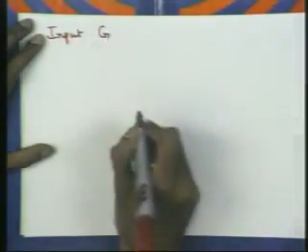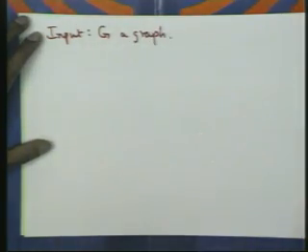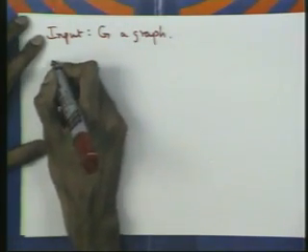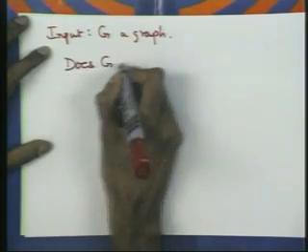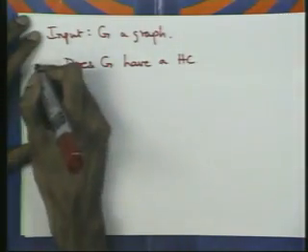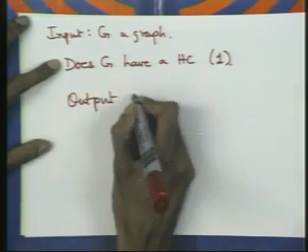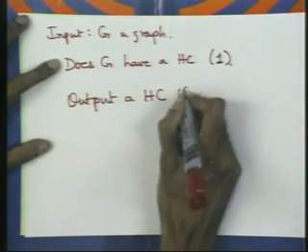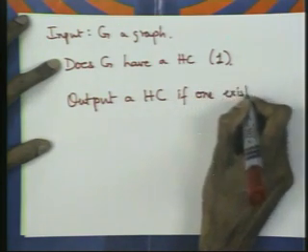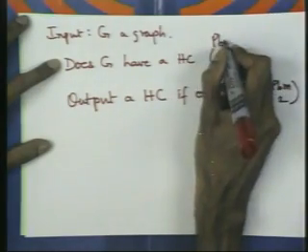So the input is a graph G. Okay, now there are two problems. One is: does G have a Hamiltonian cycle? Okay, that's problem 1. And the second thing: output a Hamiltonian cycle if one exists. So this is problem 2.